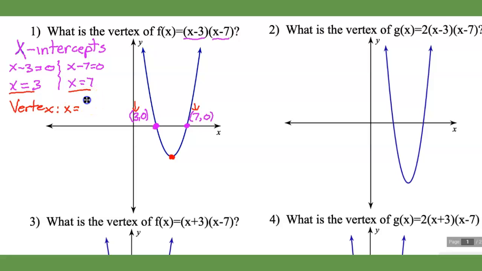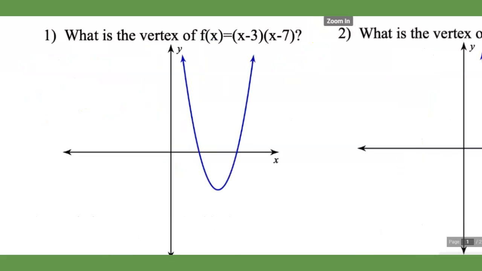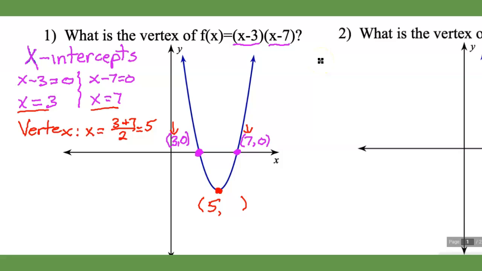If I find the halfway point by adding them up and dividing by 2, that will give me the middle. If I add 3 and 7 and divide by 2, that'll be 10 divided by 2, which is 5, which means the x-coordinate of my vertex is 5. That's how far we are along. Step 1, get the two intercepts. Step 2, find the middle of those two points.